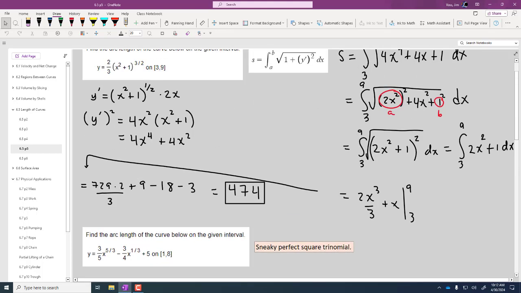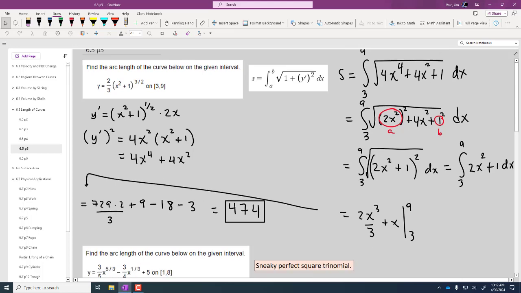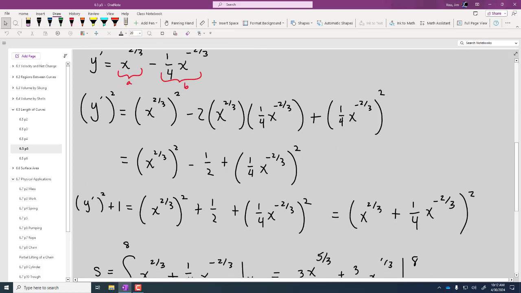So take a look at this one. Make sure you can do this one. Remind yourself how to do it with this difference of squares, because that's a pretty common one.